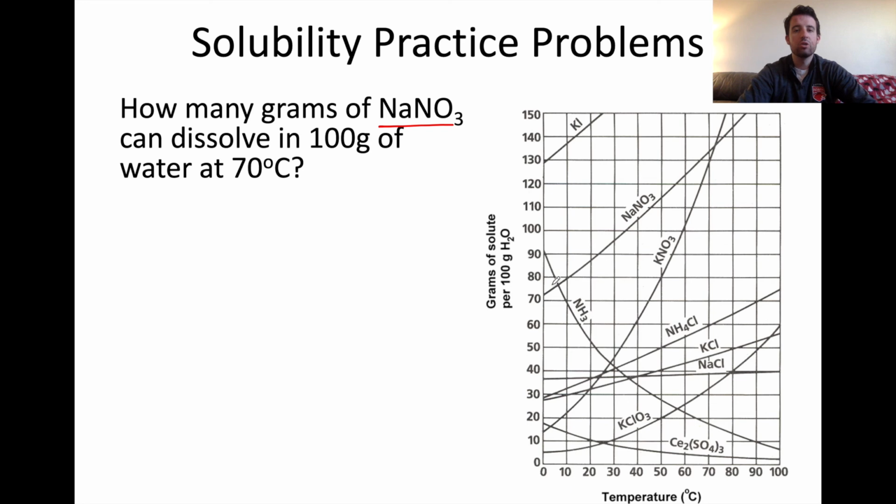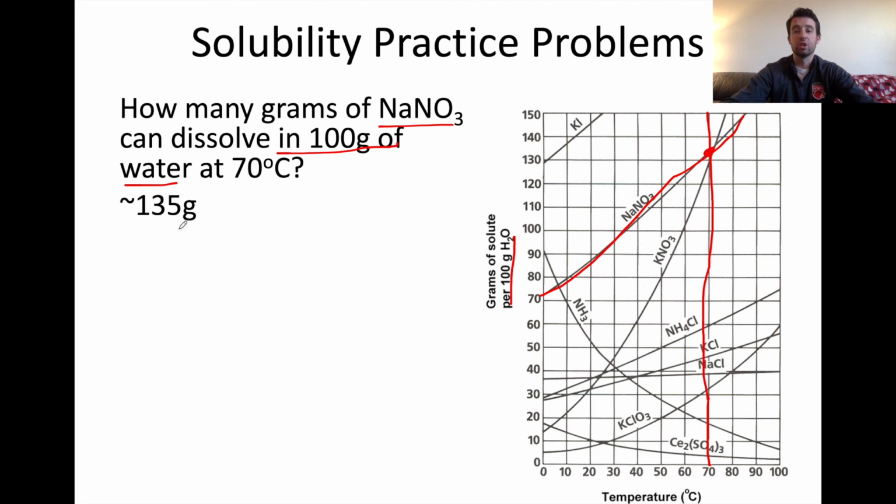This first one says, how many grams of NaNO3 can dissolve in 100 grams of water at 70 degrees Celsius? So we're looking for the number on the y-axis here, and then we're looking at 70 degrees Celsius. So what we're going to do is find this curve for NaNO3. We're going to find 70 degrees Celsius, and we're going to just find the points where those two match up. And it looks like it's right around here, right around that 133 mark. So we would say for there, it'd be somewhere around 135 grams.